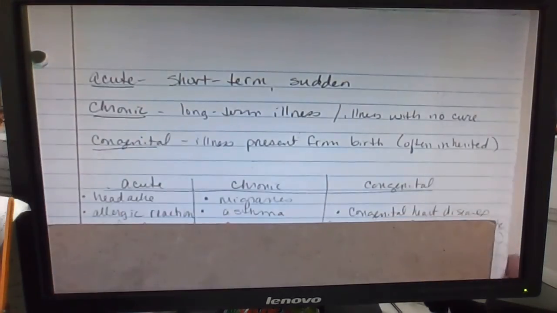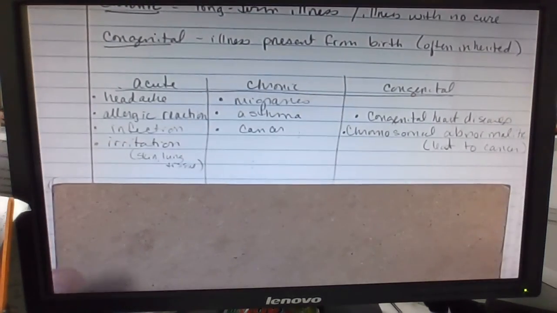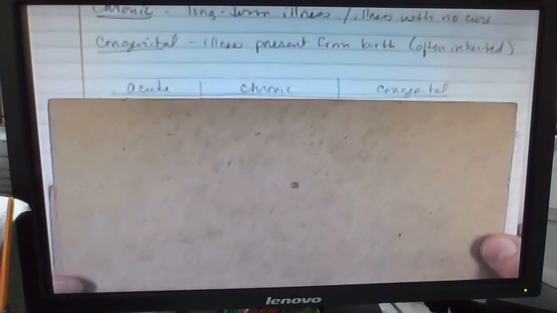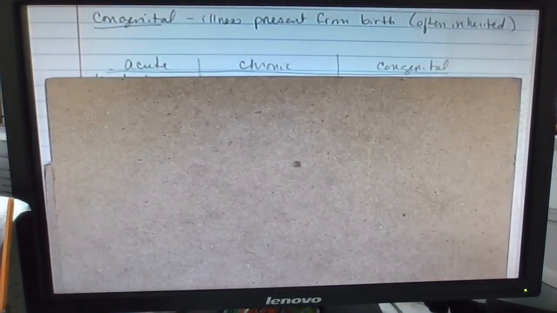All right. Some examples. Oh, let's just do these. So I've got a data table here. I know you won't listen to my melodious voice if I show it all to you at the same time. So some examples of comparisons of acute, chronic, and congenital illnesses.